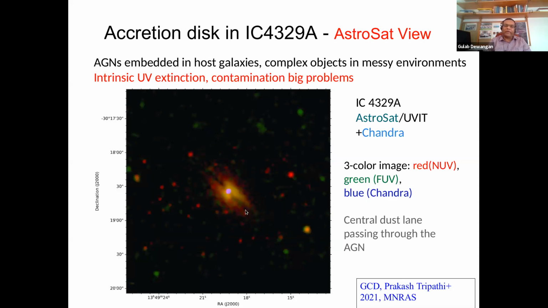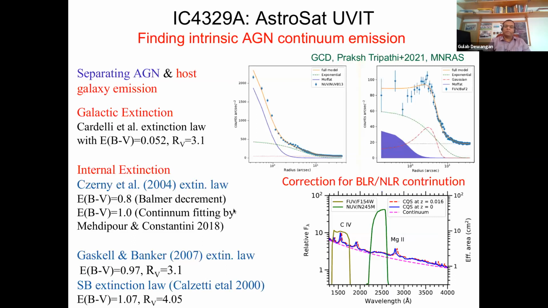So that's the active nucleus, and you also see a dust lens passing through the central region. Therefore, this is sitting in a complex environment, and one needs to correct for this dust lens as well as for the lot of host galaxy emission in the ultraviolet. So here we have tried to do all this analysis.